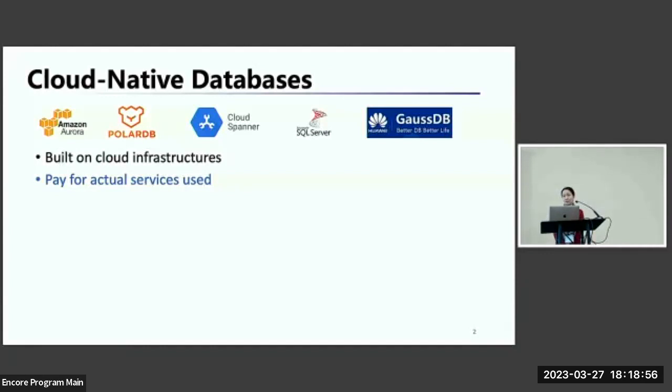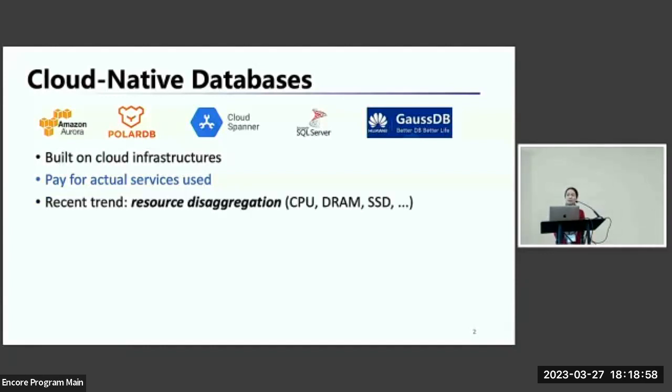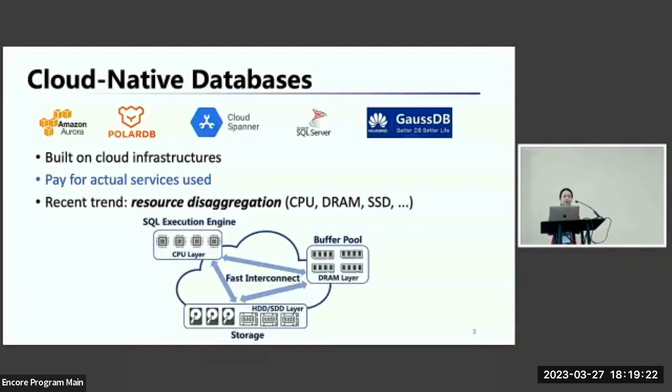actual resources used. And a trend within this trend is to have resource disaggregation, where we view these individual resources, for example, CPU, DRAM, and storage, as layers of resources where an application can freely and independently grow or shrink the actual resources at different layers based on its actual need. And all these layers are connected by fast interconnect.